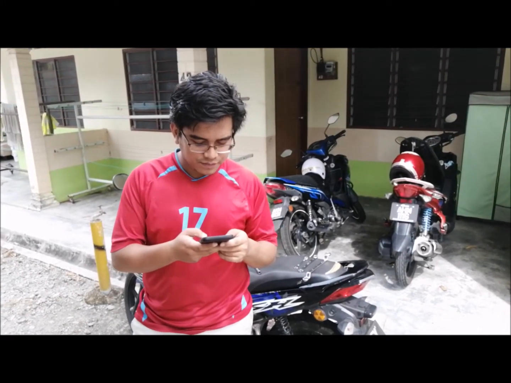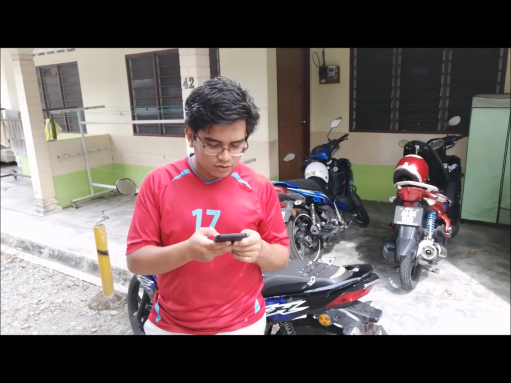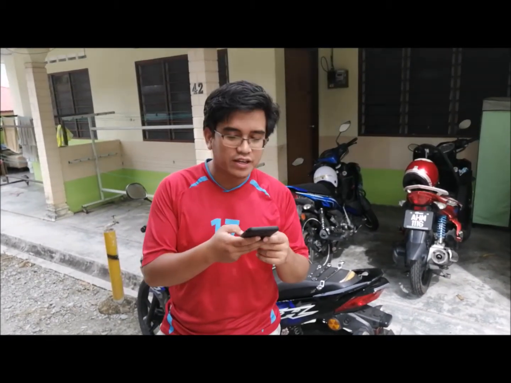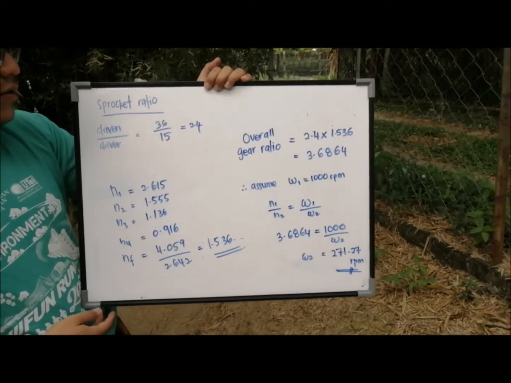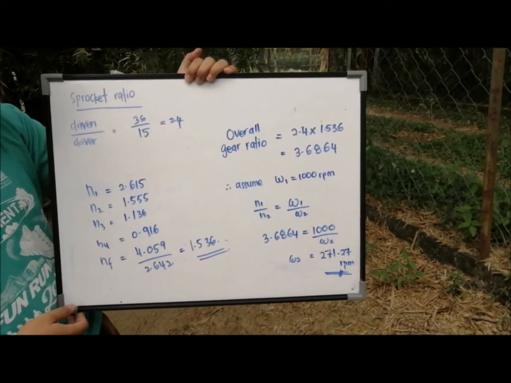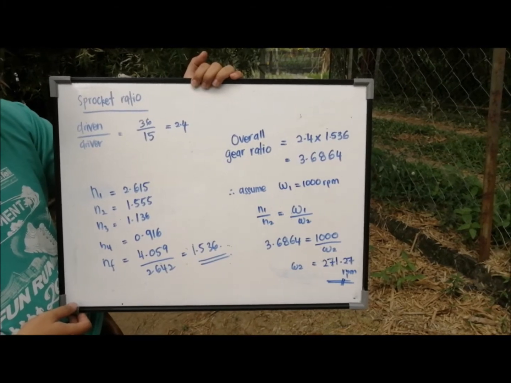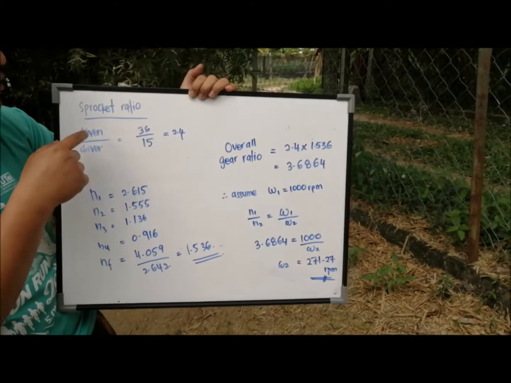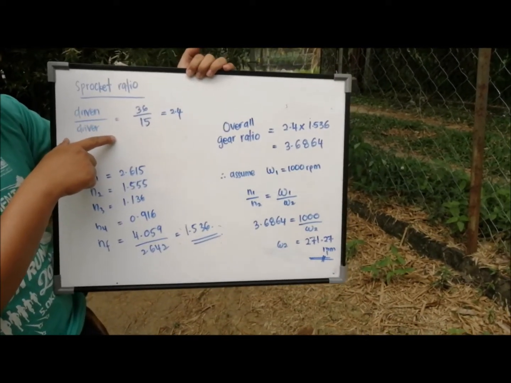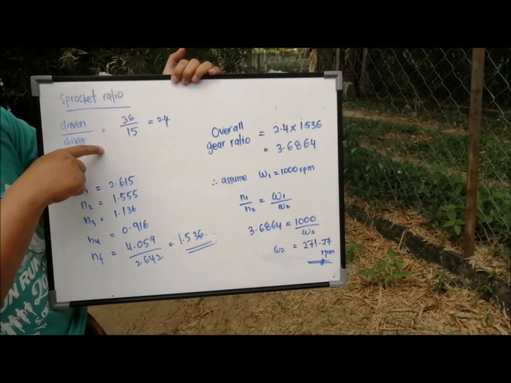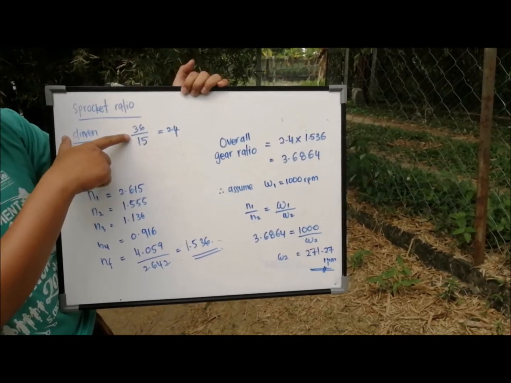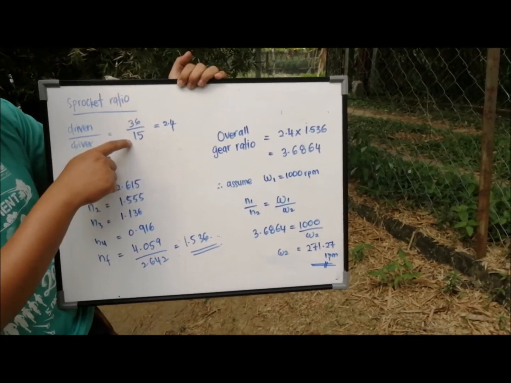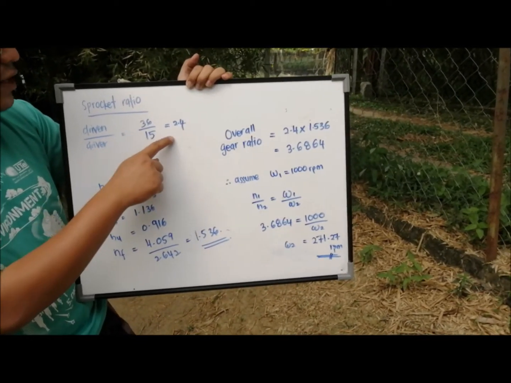And then continue to question number 3. Measure the gear ratio and RPM as shown in the laboratory session. So for question number 3, we will calculate the gear ratio and the RPM of the transmission system for the motorcycle. The sprocket ratio we calculate according to the rear sprocket and the front sprocket. The rear sprocket is 36, which is the driven gear, and the driver sprocket is 15. So 36 divided by 15, we will get 2.4.